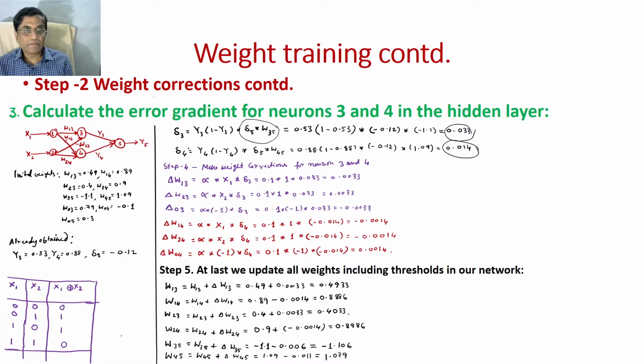Having known this, now step 4: make weight corrections of neurons 3 and 4. For the weight correction of 3 and 4, the same delta learning rule, alpha times x1 times delta 3.